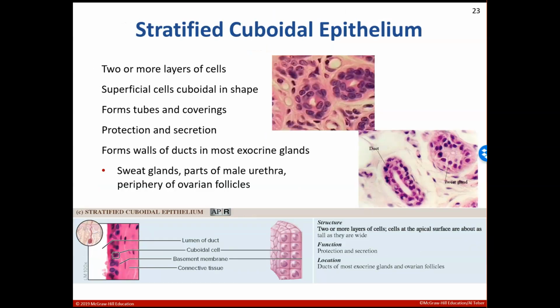Now for our stratified cuboidal epithelium, this is made up of 2 or more layers of cells, but to be honest, in most areas of our body, we will have about 2 layers of these cuboidal cells. They're going to help form tubes, and that's what we're looking at over here. This is a cross-section slice, meaning we basically took that tube and cut it in half. So this is the lumen in which maybe certain secretions would be moving through, and this is what the tube is made up of, this cuboidal epithelium. And this is going to function in protection and secretion. It helps to form the walls of ducts in most of our exocrine glands, such as our sweat glands, parts of the male urethra, and the periphery of our ovarian follicles. So here's a nice illustration of what these cuboidal cells look like in comparison to our histology slides.